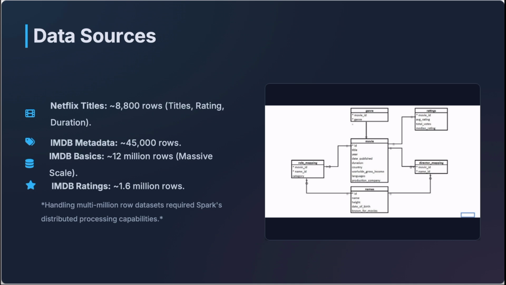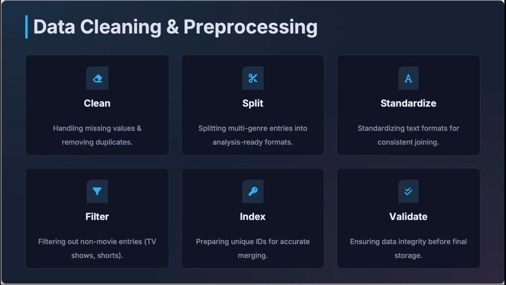Now, the sixth slide, data cleaning and processing. Before we could join these datasets, we had to clean them up. Real-world data is usually messy. We filled in missing values, removed duplicates, and filtered out things that weren't movies, like TV shows or episodes. A big job was fixing the multi-genre entries, where a movie is listed as action, comedy, thriller, so we could actually analyze them. We also standardized the text to make sure everything matched up correctly.